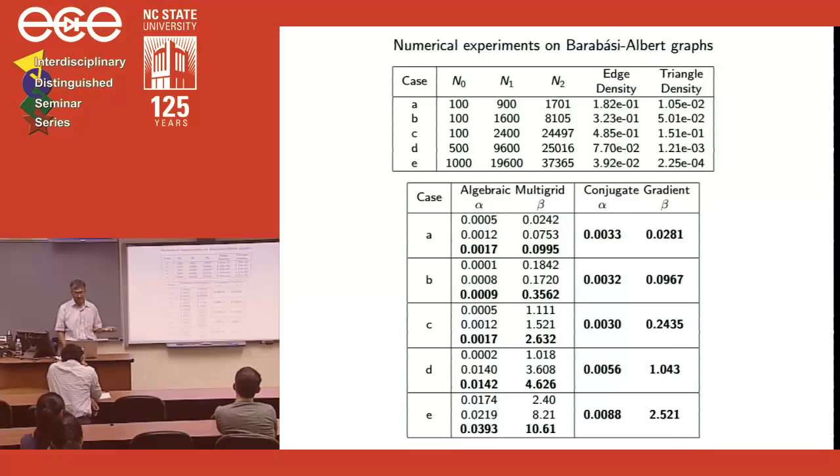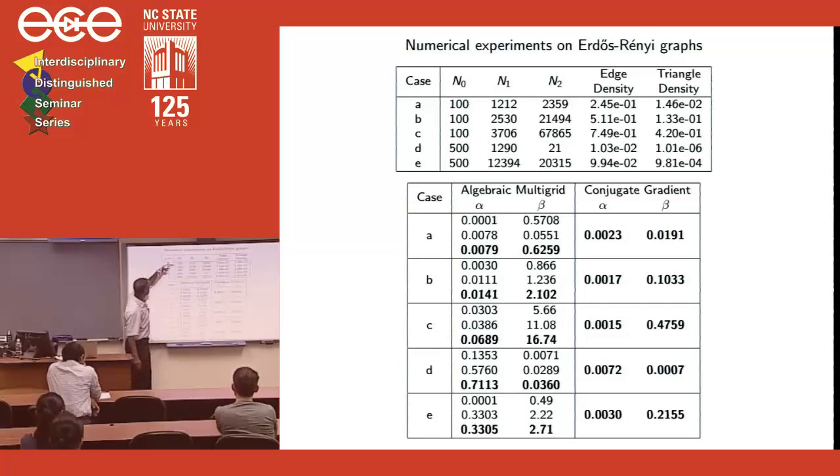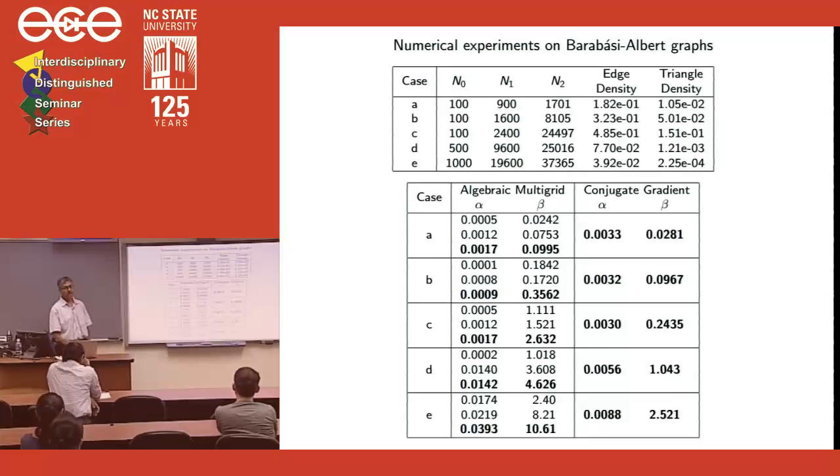And I'm not an expert. So these are random graphs. These are Erdős-Renyi graphs with these many nodes and with these edge densities. And these are the computation times for using algebraic multigrid for computing the decomposition versus using conjugate gradient for computing the decomposition. And this is for the other kind, preferential attachment graphs, for which there is not much theory in terms of random topology.